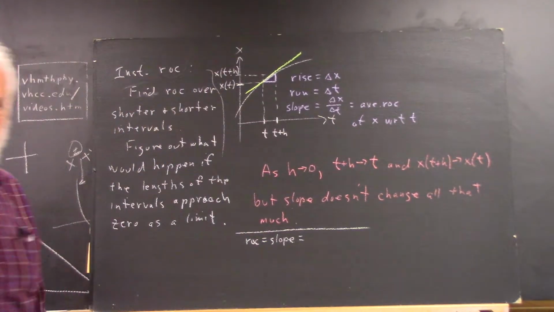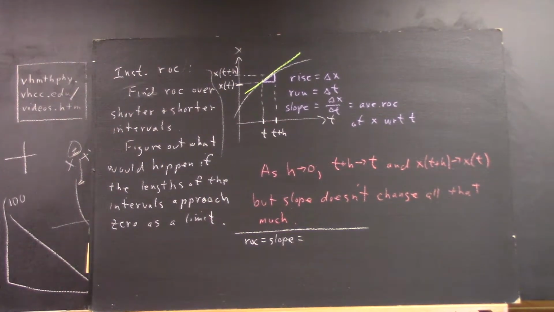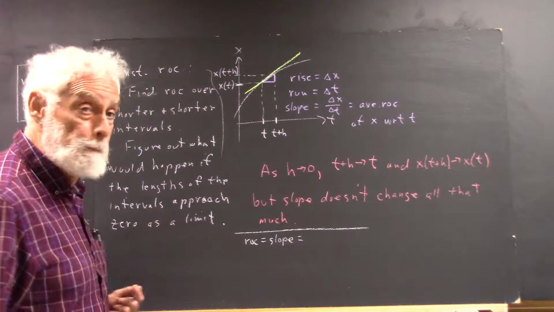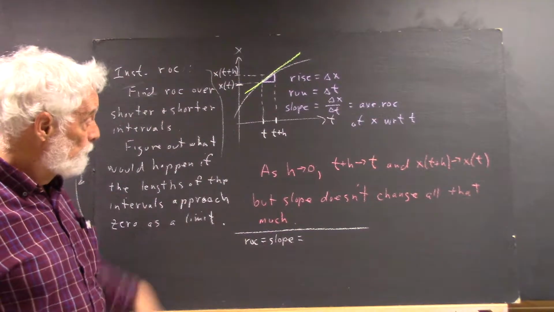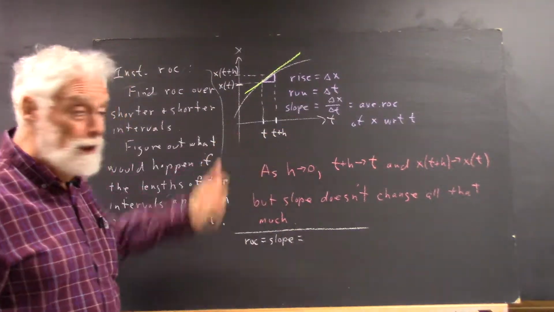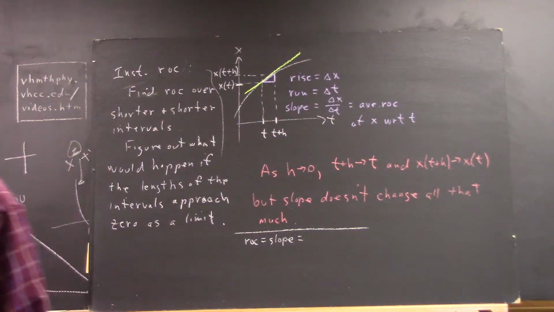Okay, so the rate of change is equal to the slope. What expression would you write down for the rise? What is delta x here in terms of symbols that we have on the board already? And what's delta t in terms of symbols we have on the board?